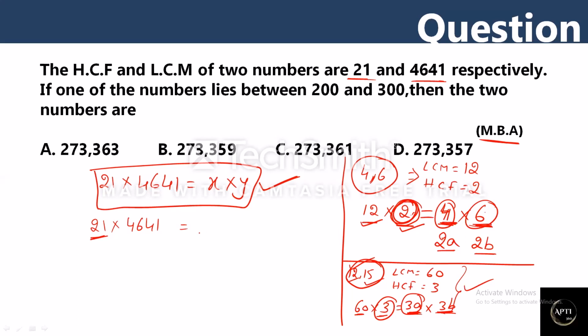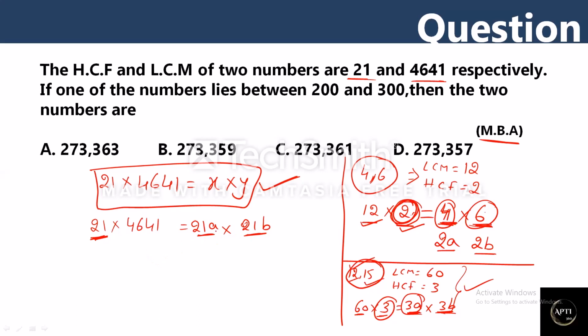HCF is 21. Whatever the values of x and y may be, surely I can say that x and y are multiples of the HCF. HCF is 21, so I can write them as 21a and 21b. I explained this with two examples for understanding. If I write it directly, some students will doubt why it is 21a and 21b. Just remember, those two numbers are surely multiples of the HCF, 21a and 21b.